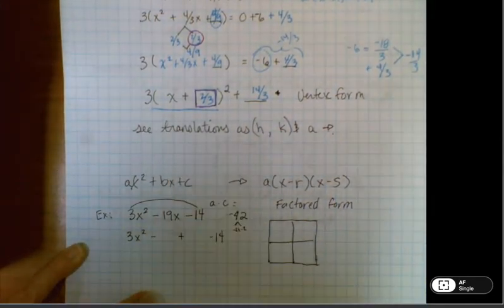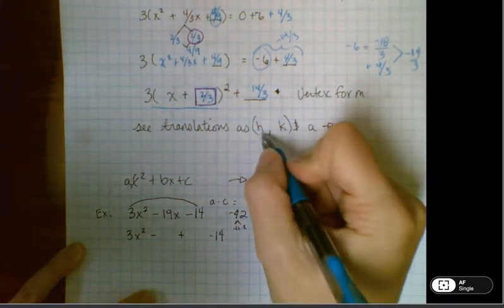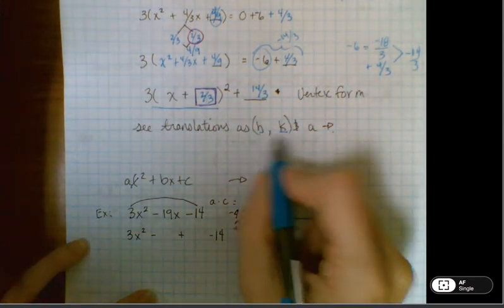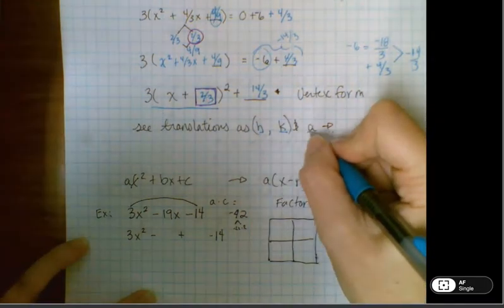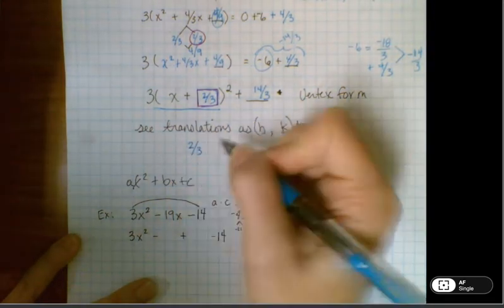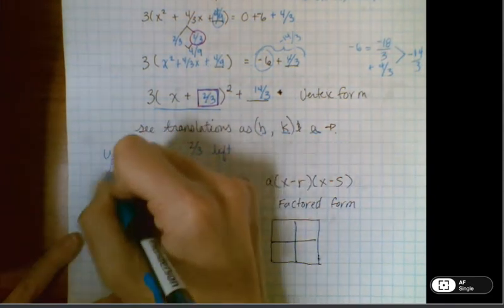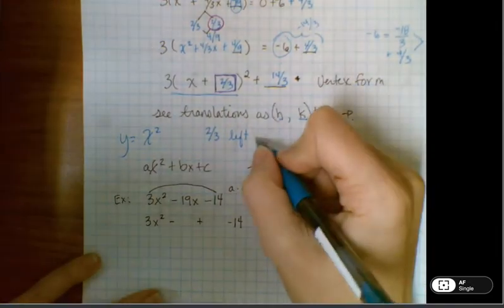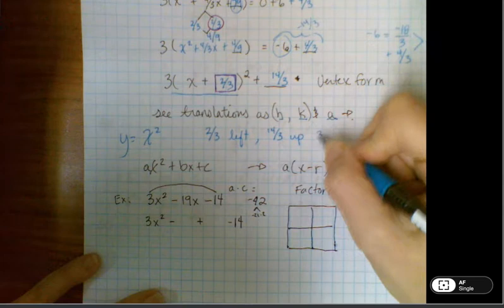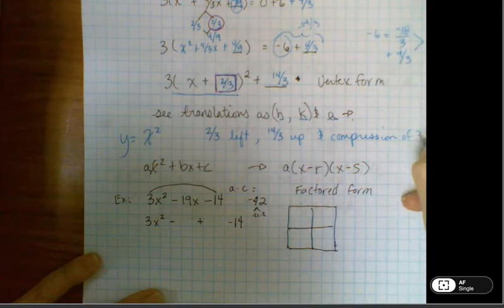And then on the assessment the other day, you guys were struggling with how to convert that or discuss that in terms of translations. So h, k, we have h, k here, where h is our shift horizontally and k is our shift vertically. And then a is our stretch or compression. So this is an opposite shift. So we went 2/3 left, and this is all a shift from the parent function. And then 14/3 up, and a compression of 3.